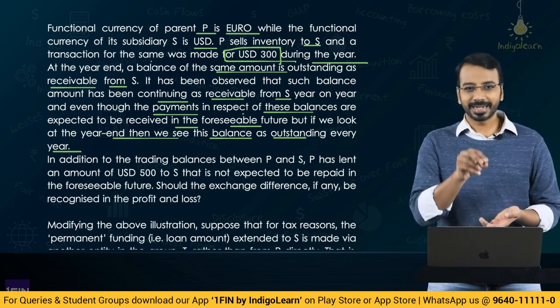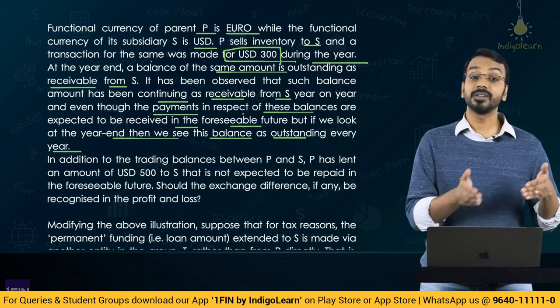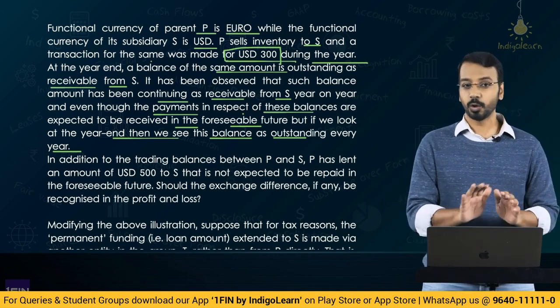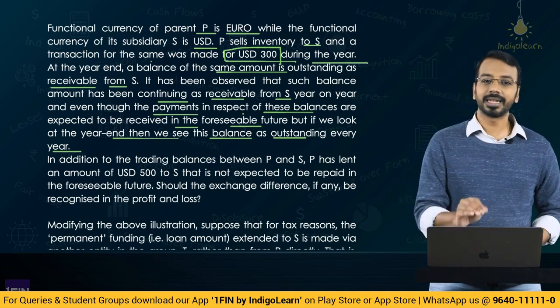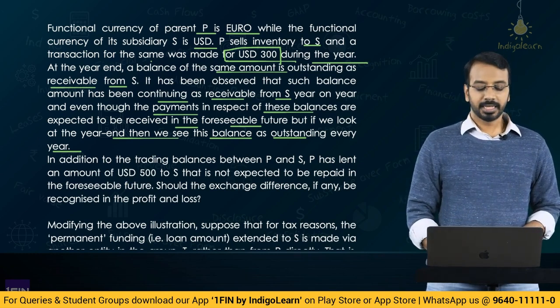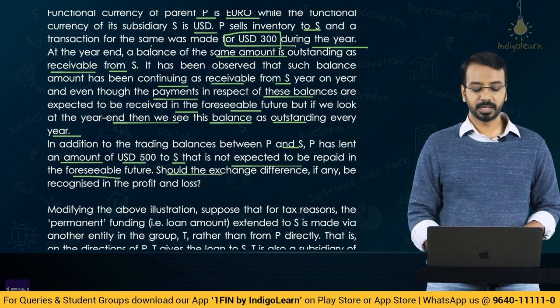But can we say that this amount is not expected to be settled in the foreseeable future? We are actually settling the amount. A new transaction is creating that outstanding balance. So we cannot consider this as a net investment in foreign operation. It's a normal monetary item. In addition to the trading balances between P and S, P has lent an amount of $500 to S that is not expected to be repaid in the foreseeable future.